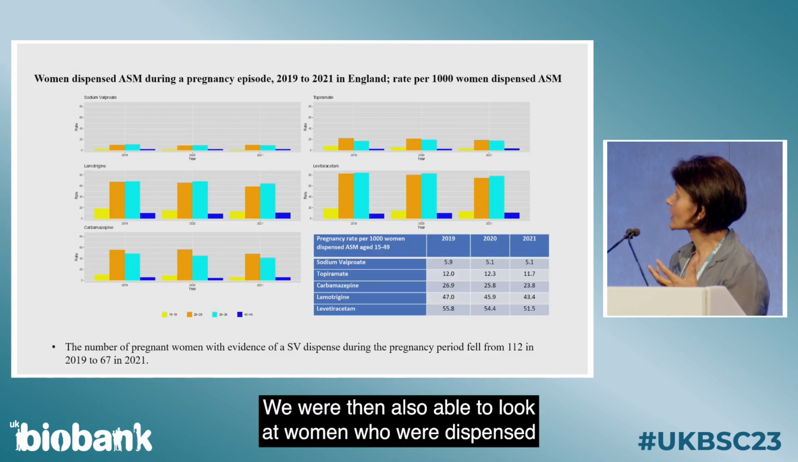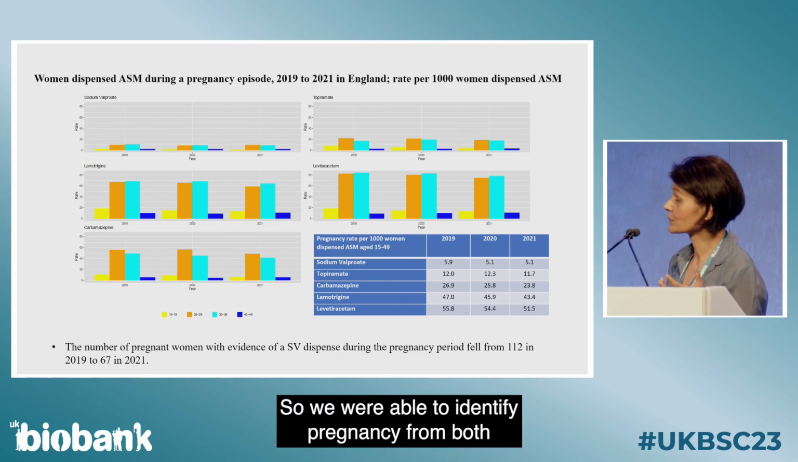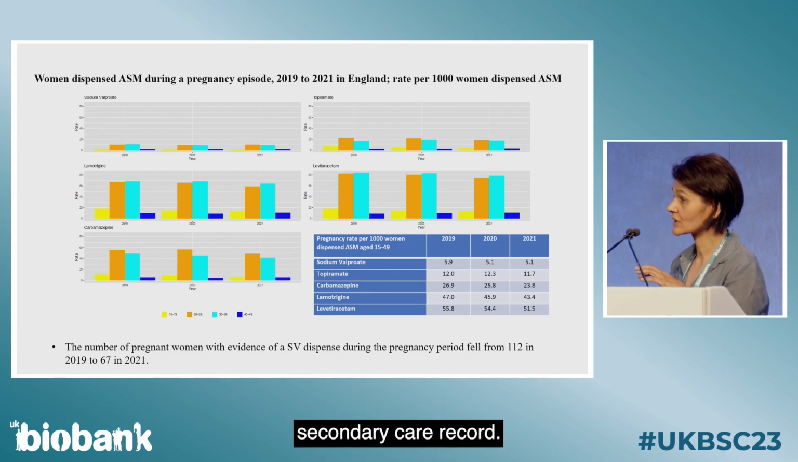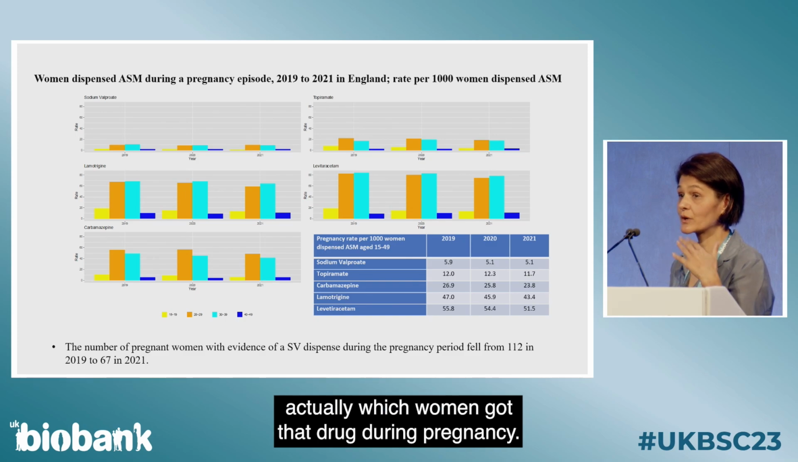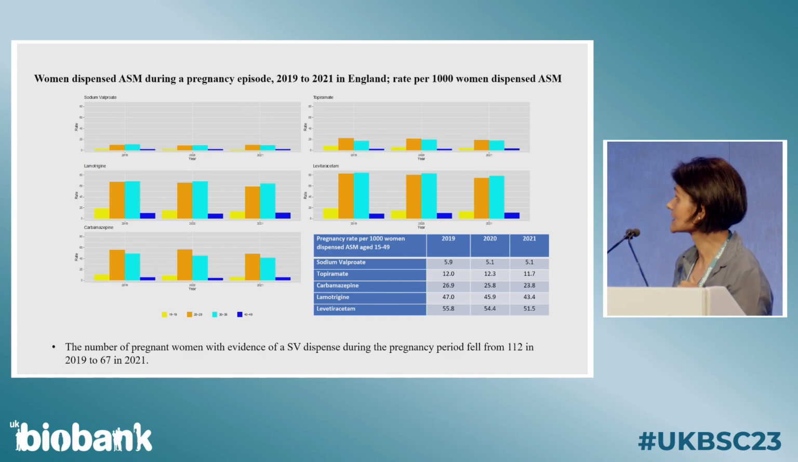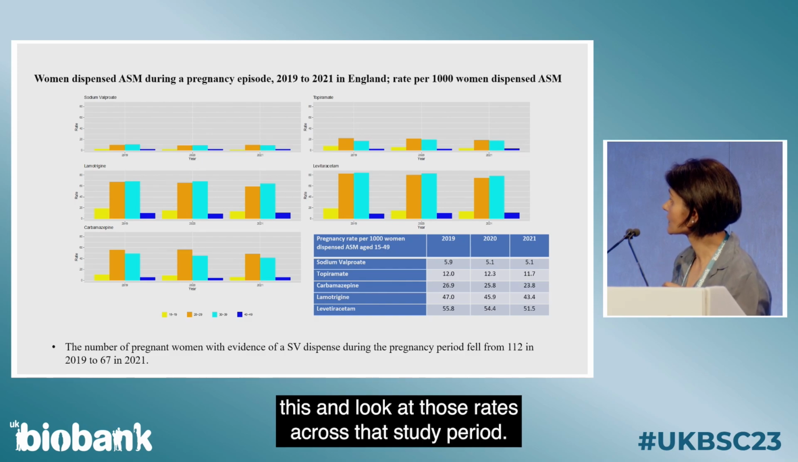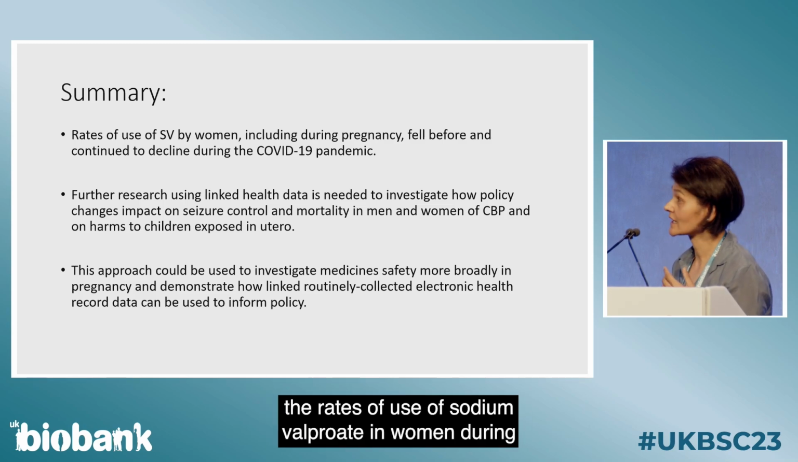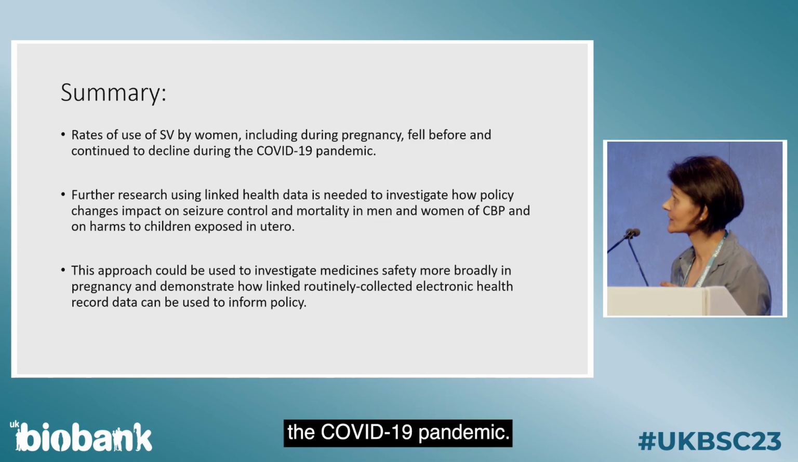We were then also able to look at women who were dispensed anti-seizure medicines during a pregnancy episode. So we were able to identify pregnancy from both the primary care record as well as the linked secondary care record, and then look through the dispensing record and see which women got that drug during pregnancy. And I think this is the first time we've been able to do this and look at those rates across that study period. So in summary, what we were able to show here is that the rates of use of sodium valproate in women during pregnancy fell, and continued to do so during the COVID-19 pandemic.